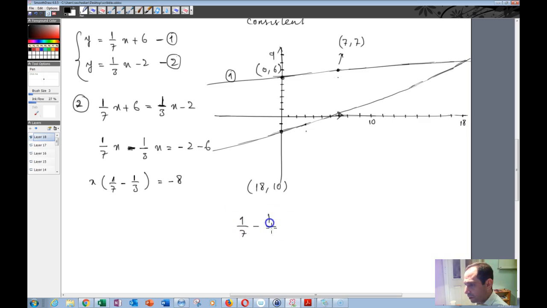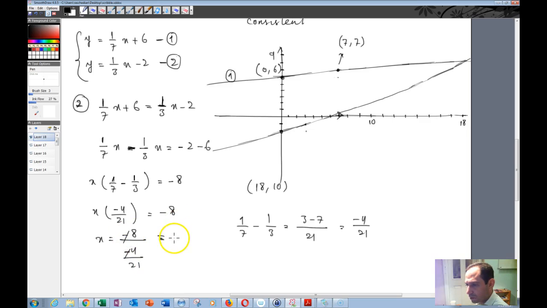and that's the same thing as x times (1/7 minus 1/3) is equal to -8, and then 1/7 minus 1/3 is equal to, over 21, 3 minus 7 is equal to -4/21. So x times -4/21 is equal to -8. So x is equal to -8 over -4/21, which is equal to, these two will cancel out, 8 times 21 by 4. So 2 times 21 is equal to 42. So x is equal to 42. Okay.